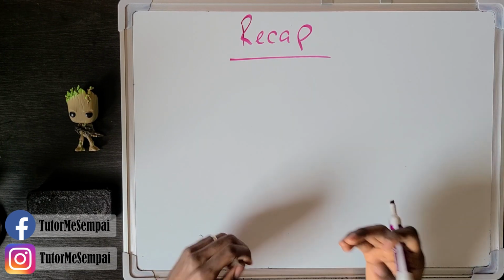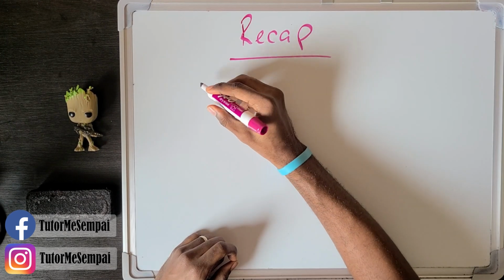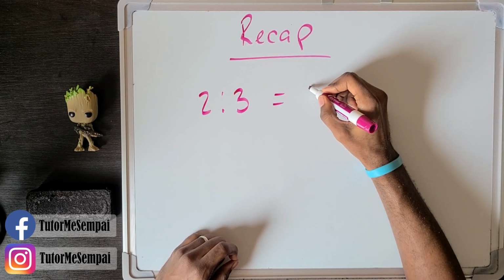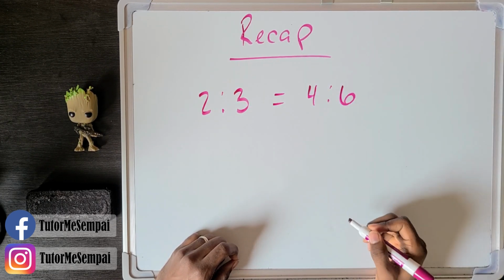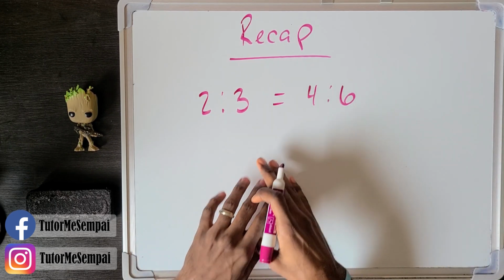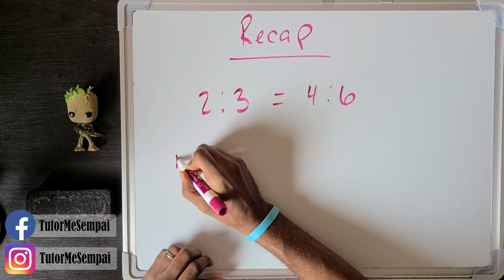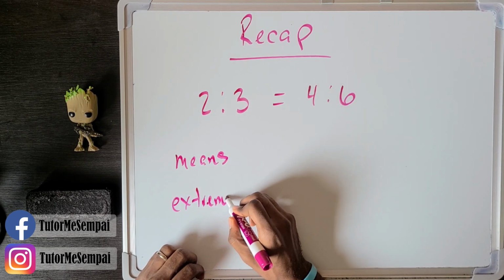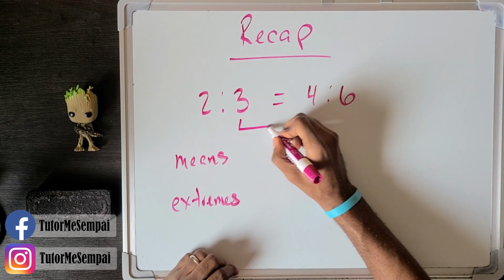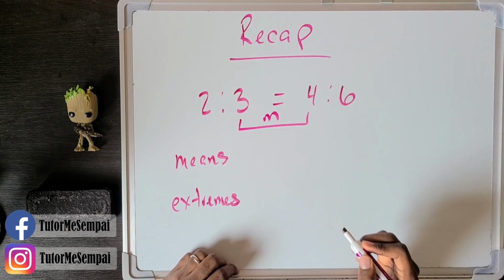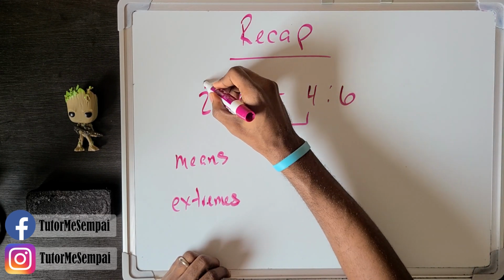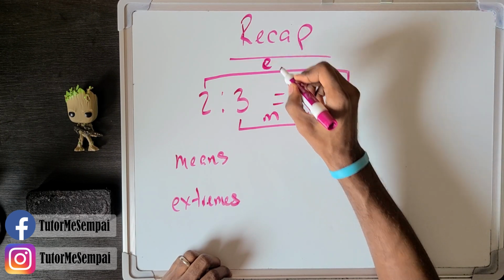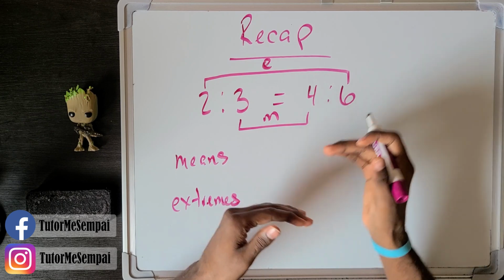So the first thing we're going to have to do is write a proportion. So let's say we have something like this. The first ratio 2 to 3, and we know it equals 4 to 6. So if you checked out my first video, you would know that proportions have 2 parts to them. We have the means and we have the extremes. The means of this proportion are going to be the inside numbers. So I put an M there for the means, and the extremes are going to be the outside numbers. So I put an E for extremes. So now we have a proportion and we broke it into its parts.